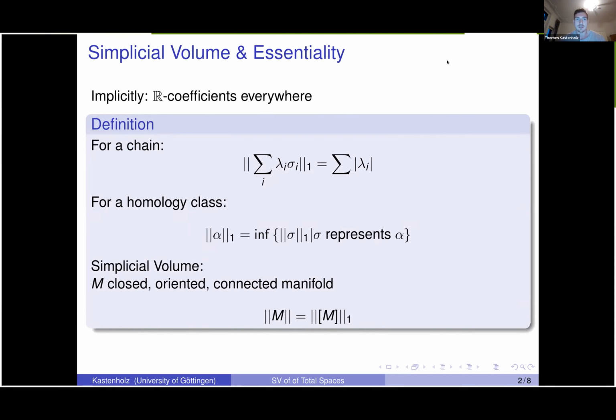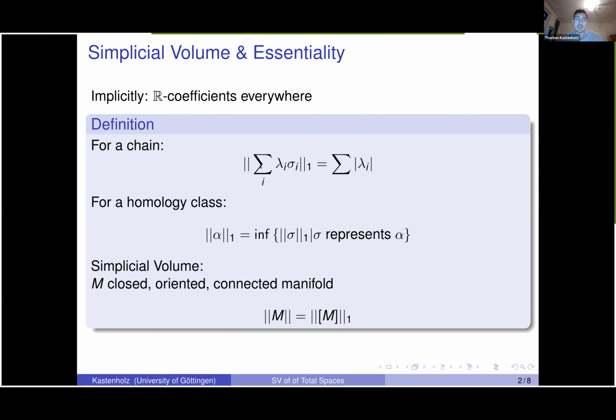And for that, I will always use R coefficients. You can do a lot of this stuff integrally, but then it's way more confusing, and there's basically, as far as I know, nothing really known about this. So everything is here with real coefficients.